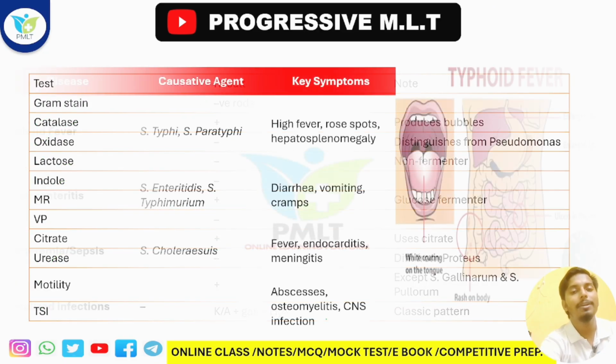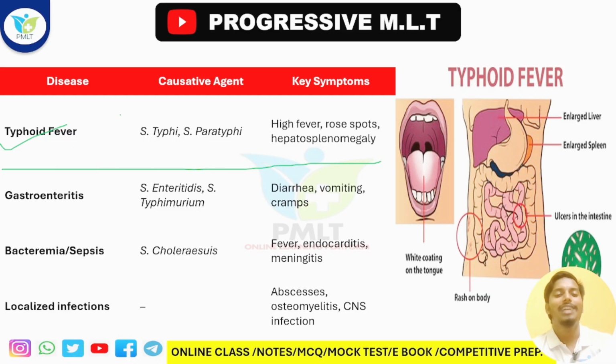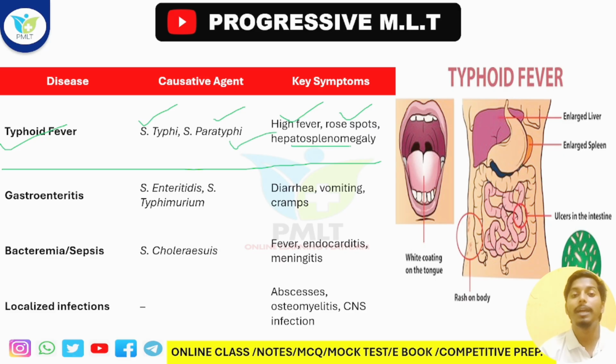Now we are coming to the disease conditions. Which kinds of disease might occur? We need to understand it. First one is typhoid. We all know that typhoid is caused by Salmonella typhi and Salmonella paratyphi. In typhoid, high fever occurs, rose spots occur, and hepatosplenomegaly might occur.